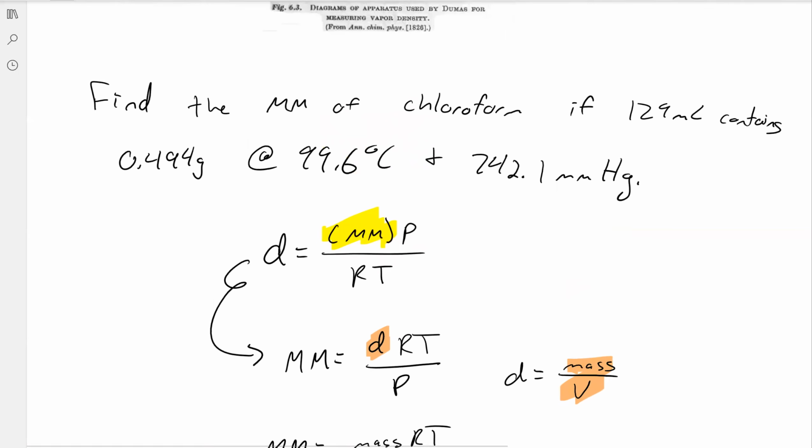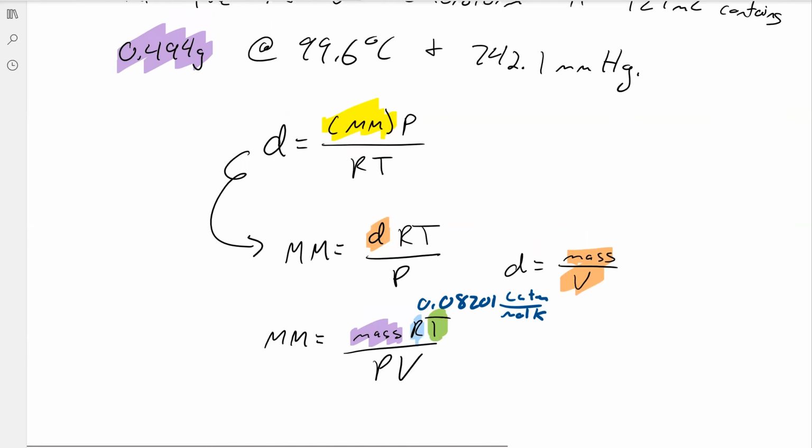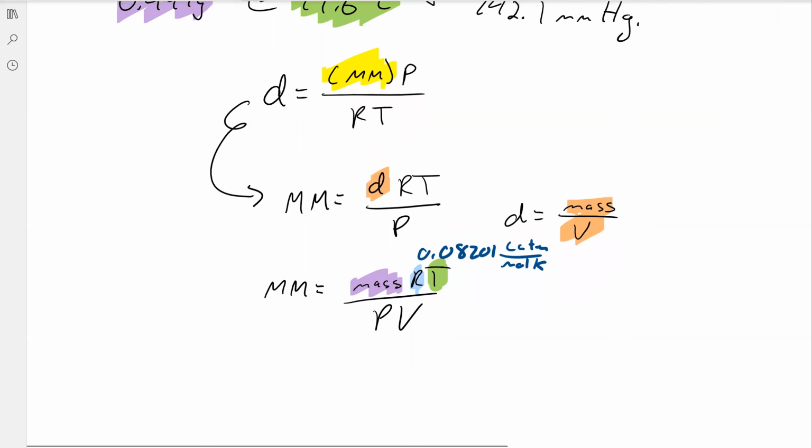We're told that the mass of the chloroform is 0.494 grams, so that'll go into our mass. Our R is obviously 0.08201 liters atmospheres over moles Kelvin, so we'll have to make sure that all of our units work out at the end. Our T is going to be our temperature. We're told 99.6 degrees Celsius. We, of course, have to convert that to Kelvin, so we'll add 273.15, and you'll end up with 372.75 Kelvin. So we'll plug that in there.